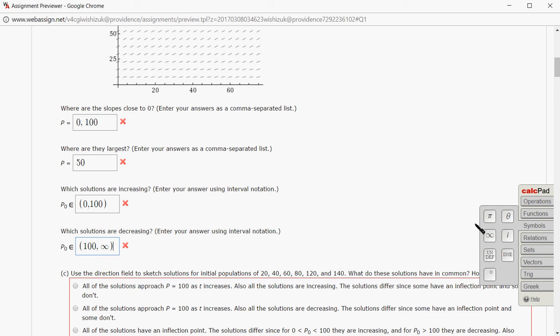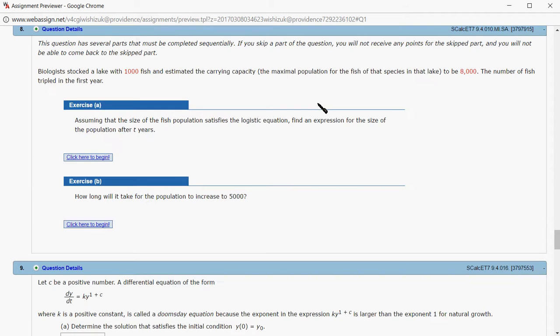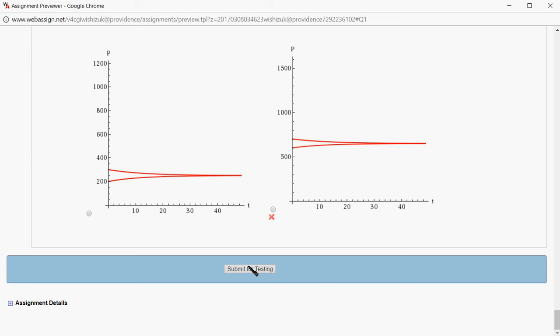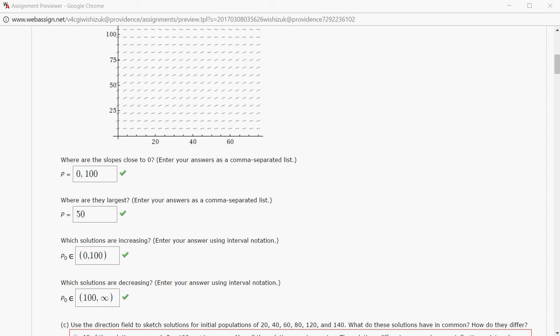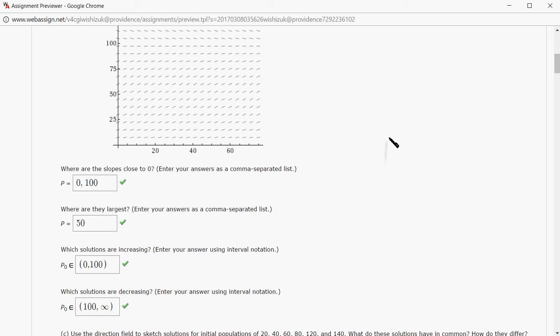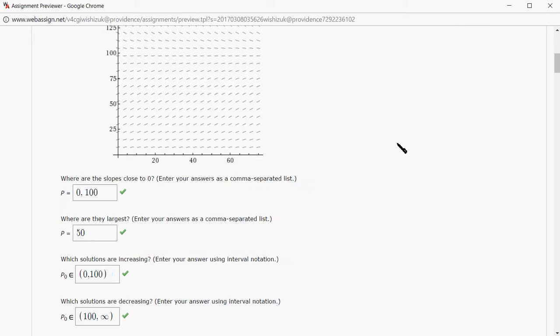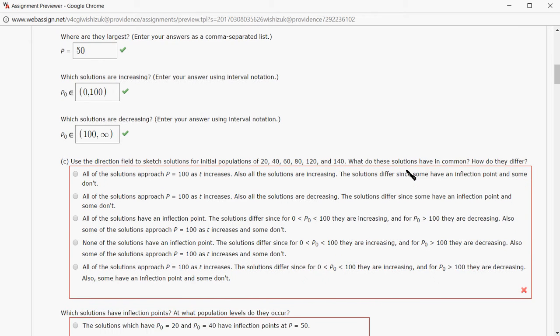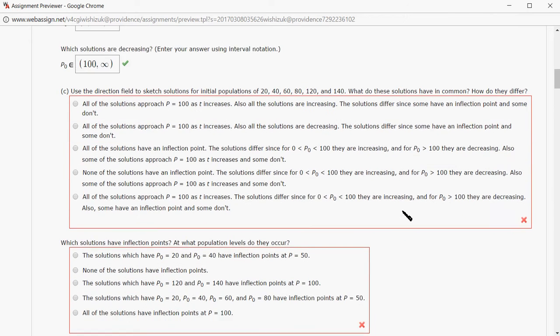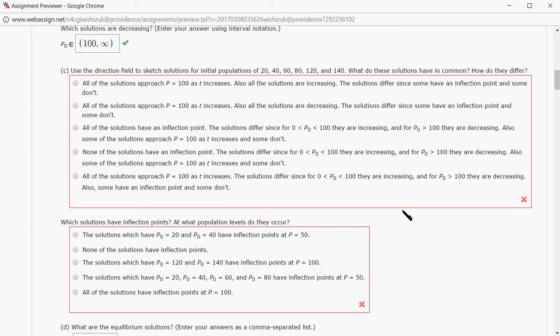Alright, let's check the answer. Submit for testing. I came back and it looks like we got all parts of part B correctly. Part C: use the direction field to sketch the solution for initial populations of 20, 40, 60, 80, 120, and 140. Let's do that with GeoGebra.